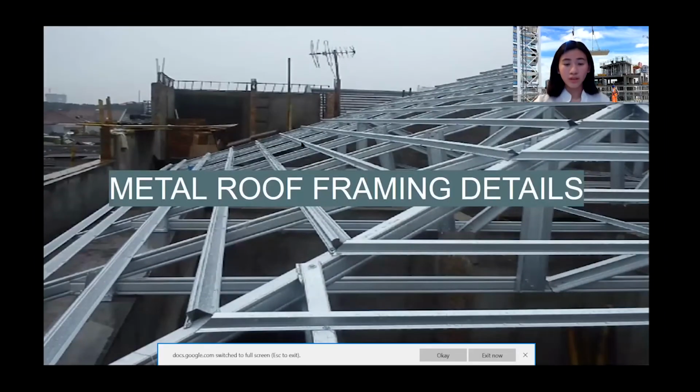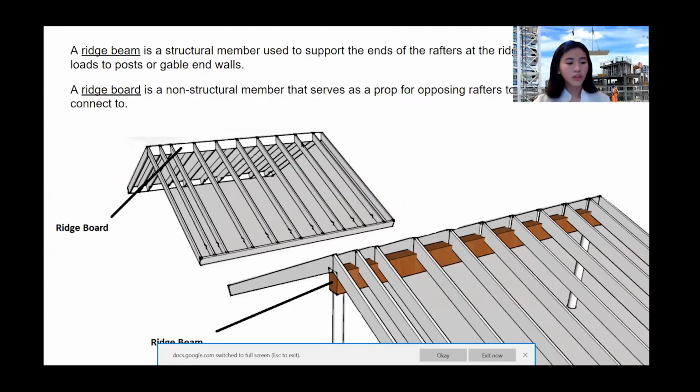Metal roof framing details. A ridge beam is basically a structural member that is used to support the ends of the rafters. Its sizing depends on the span of the beam between supports and the amount of the roof load supported by the beam. A ridge board is a non-structural member that helps opposing rafters rest against and connect to. It should be at least 1 inch nominal thickness and not less in depth than the cut end of the rafter.